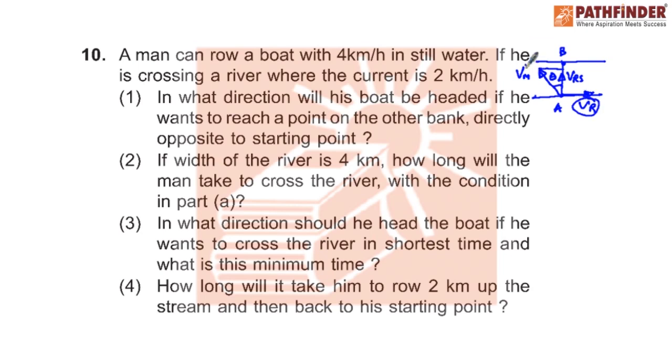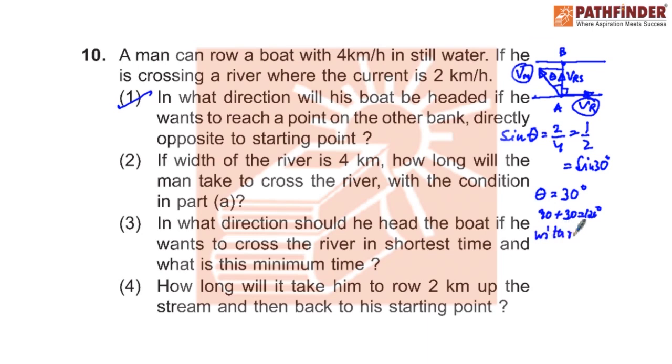Now as these two values are given, we see it is basically the base and the hypotenuse, so we relate it with sine theta. So sine theta is 2 by 4, so that is half, so it is sine 30. So the angle at which he should swim is 30 degrees. So in what direction should he be headed? He should be heading at an angle of 90 plus 30, 120 degrees with the river flow. So that is what he should head for. So that is the first part of the problem.